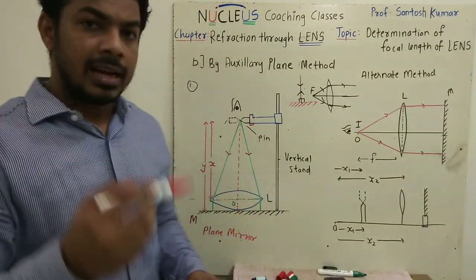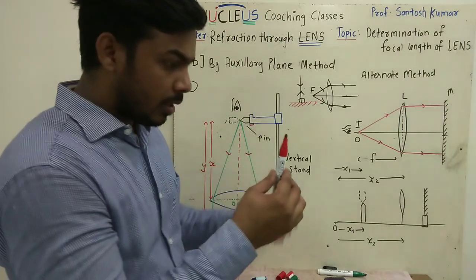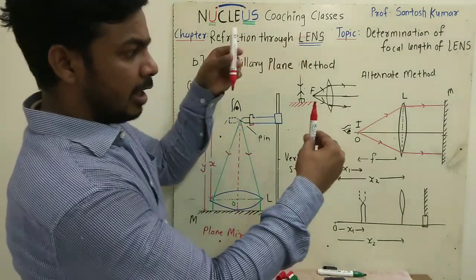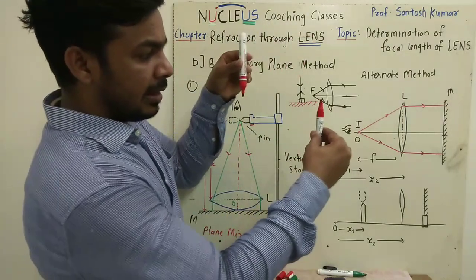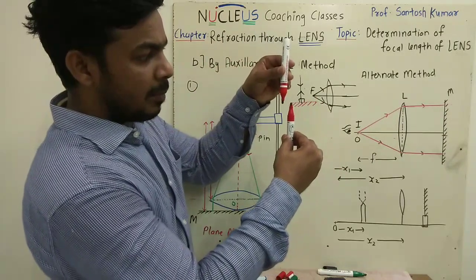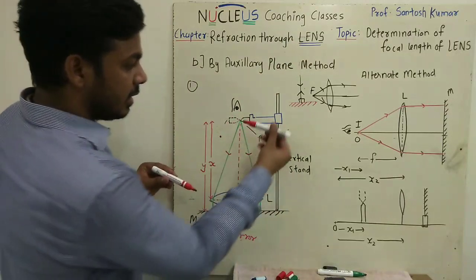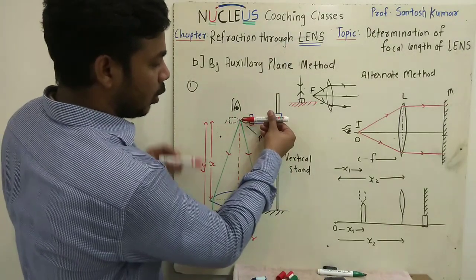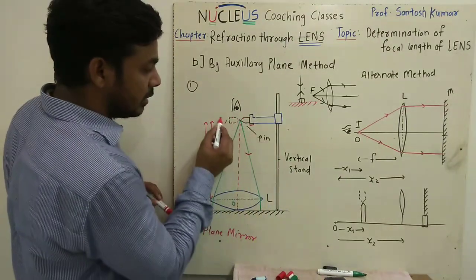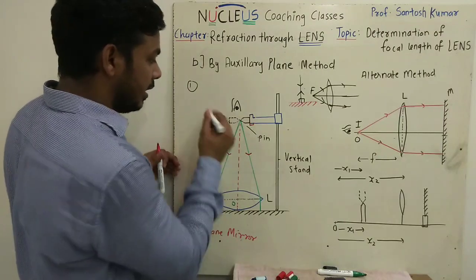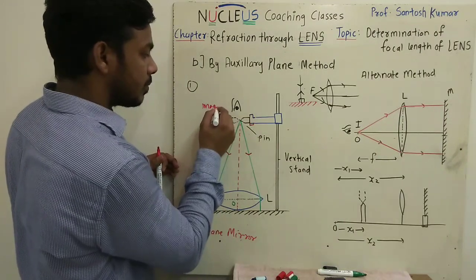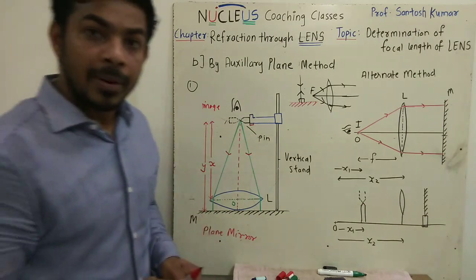What I mean to say is that if this is the object, the image can be obtained anywhere if you move it. So there will be a case where object and image will exactly coincide. You can see these conditions, this pin being the object and this being the image. So this is nothing but the image of the pin. So what has happened over here?